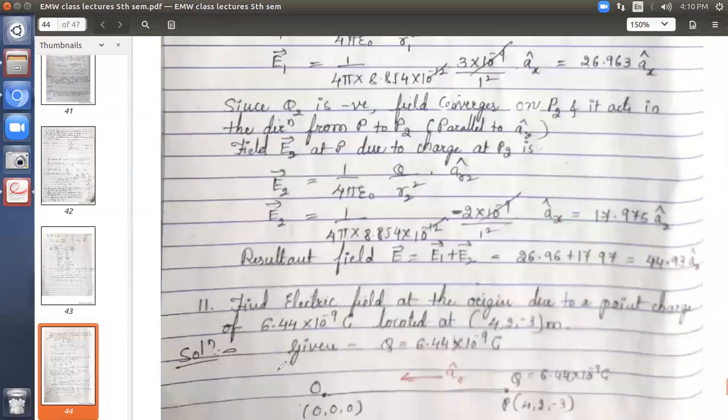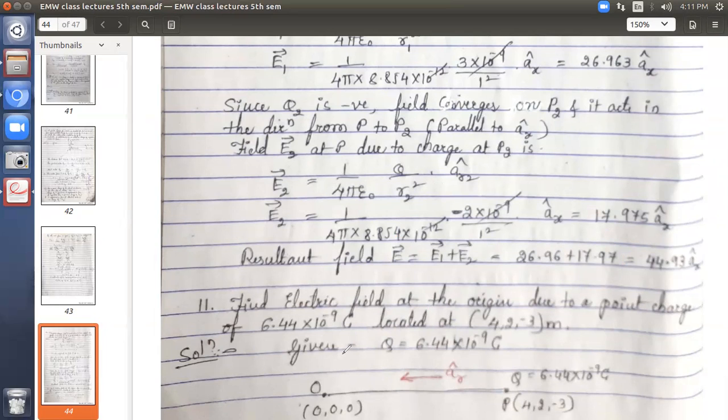Okay. Now, what is the total field? The total field E will be the sum of E1 and E2. So if you take the negative direction, this will get subtracted. That's the difference. I have not considered it, I have taken only positive. But if you take the negative sign, E2 will be minus 17. Under that condition, the total field will be 26 minus 17, somewhat around 12 or 11, something. You will get that. Okay, this is how we calculate the field.